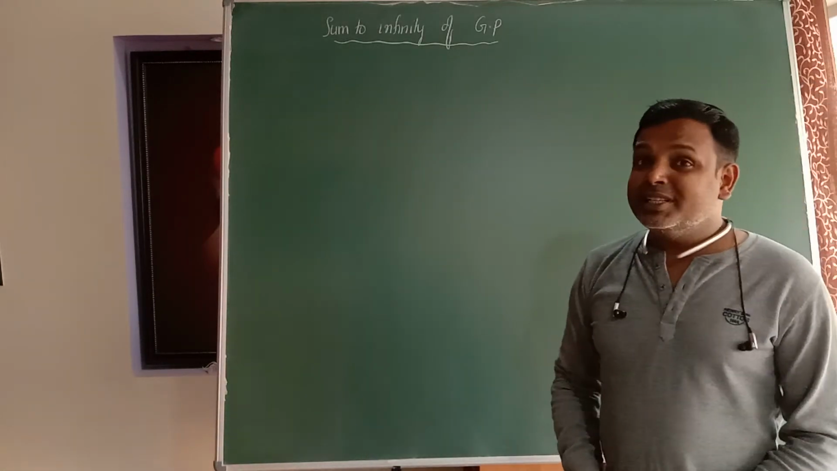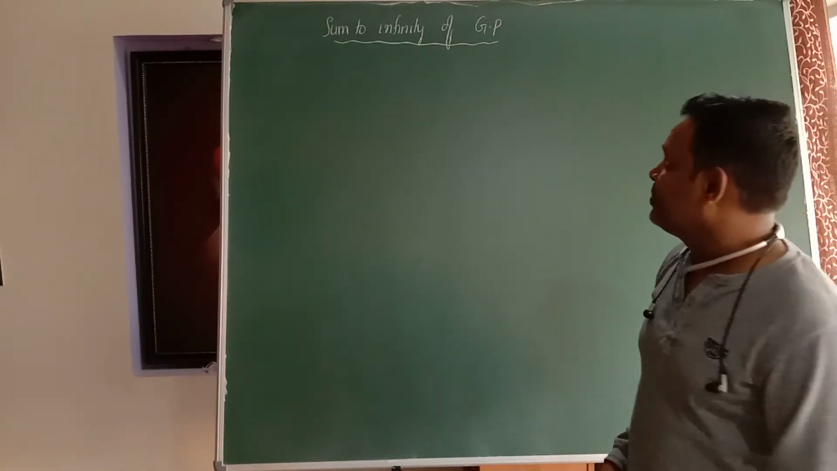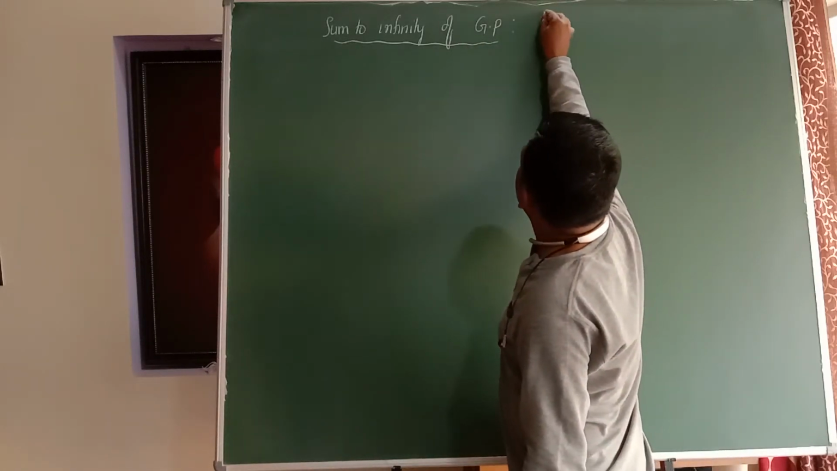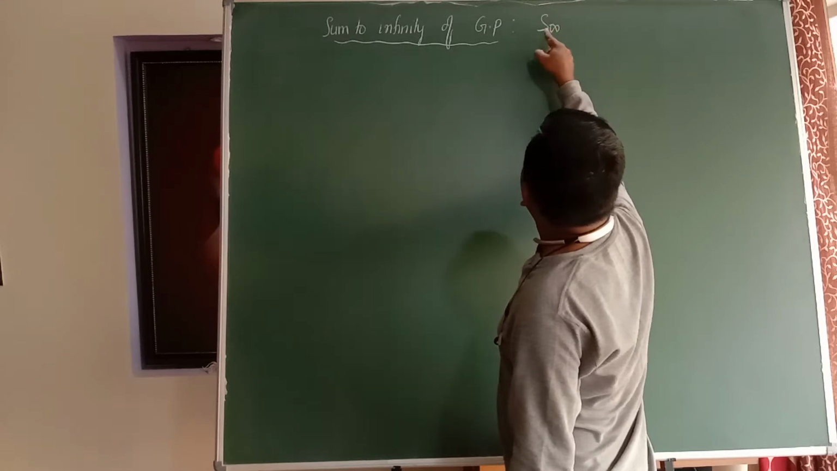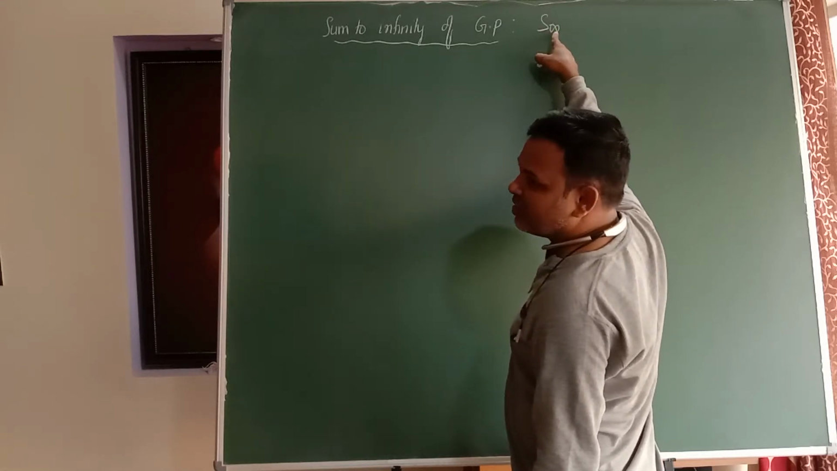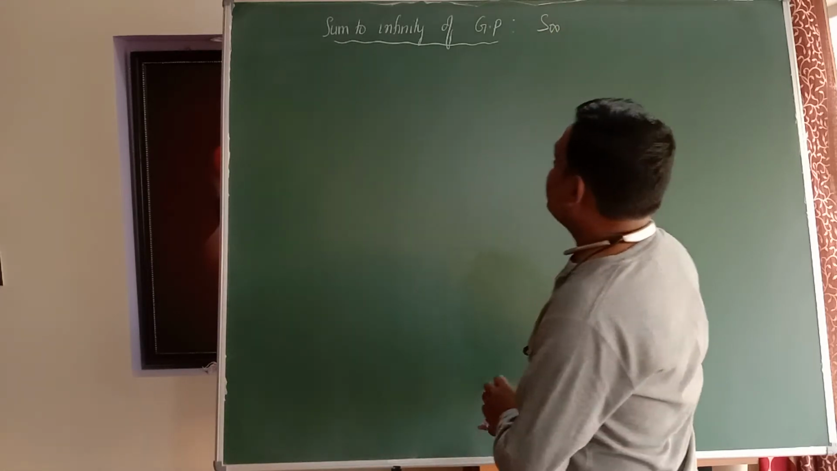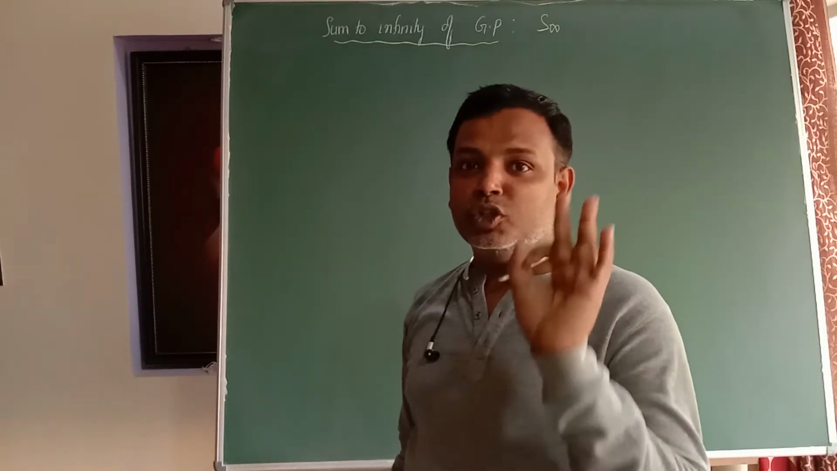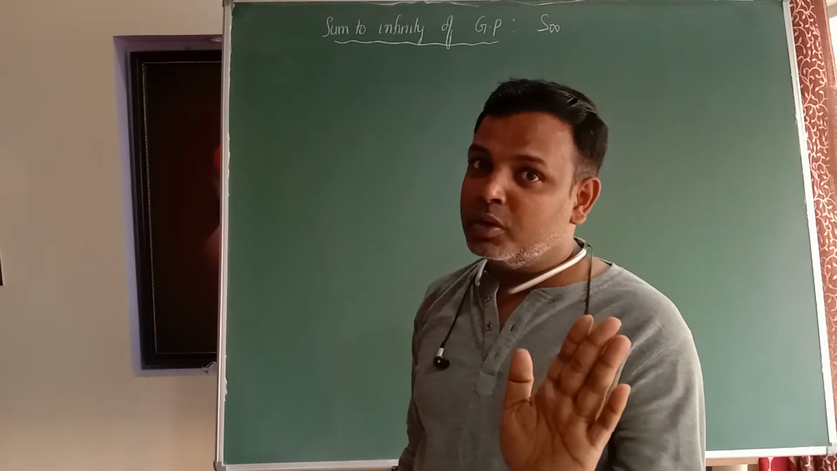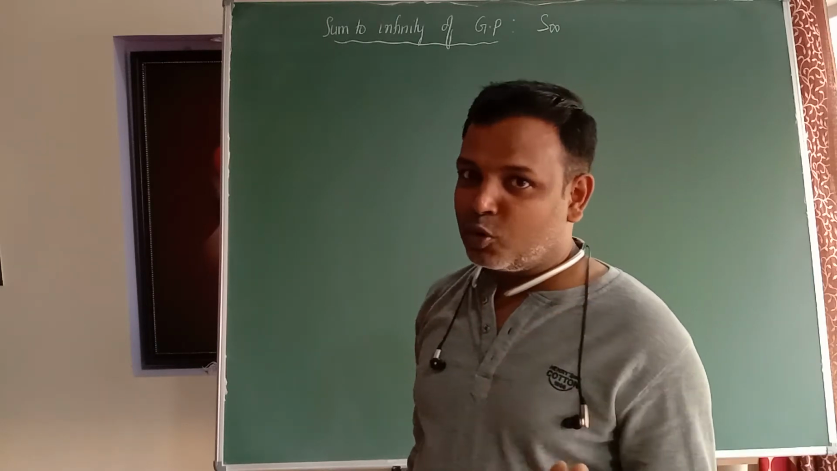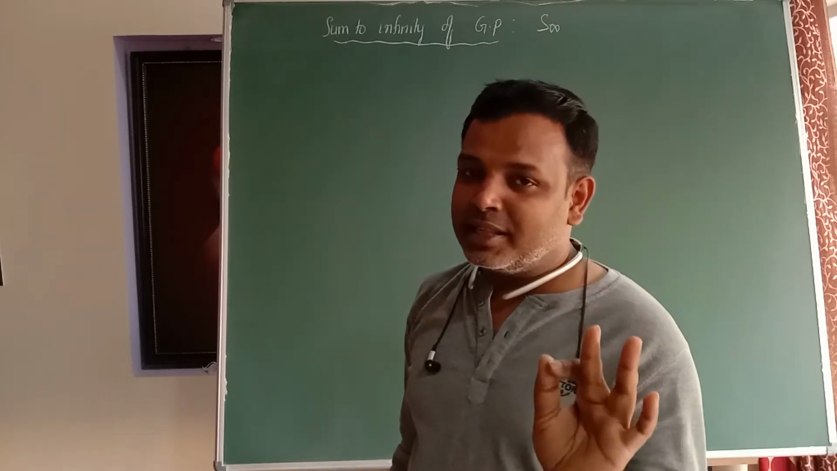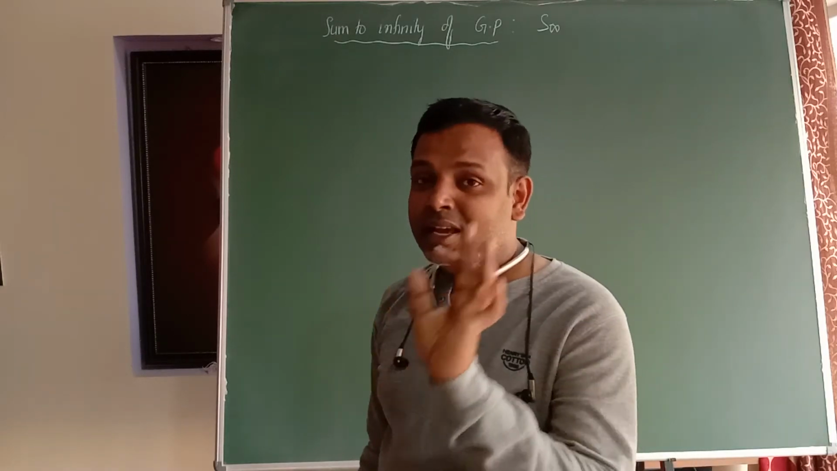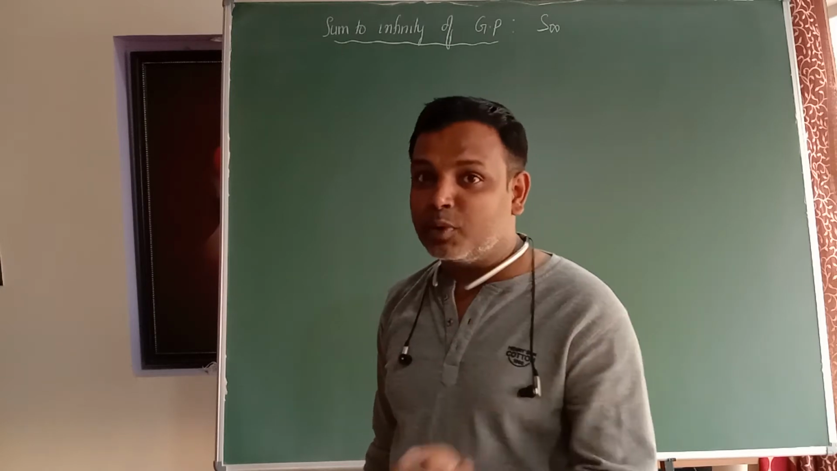Sum to n terms is taken as Sn. Then sum to infinity can be symbolized as S infinity, the sum of an infinite number of terms. When they ask to find the sum to infinity, it belongs only to geometric progression, not to AP or some other progressions. So when the question says find the sum to infinity of something, it is understood that it is a geometric progression.